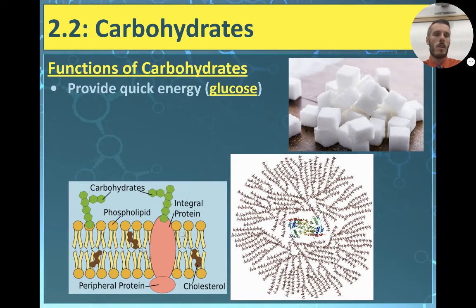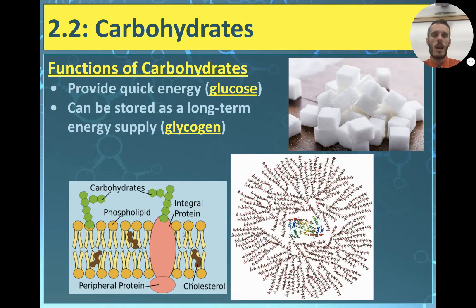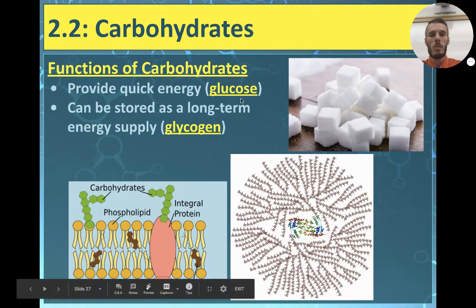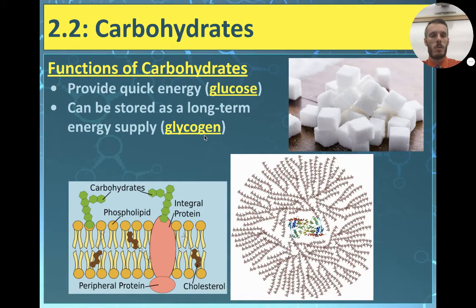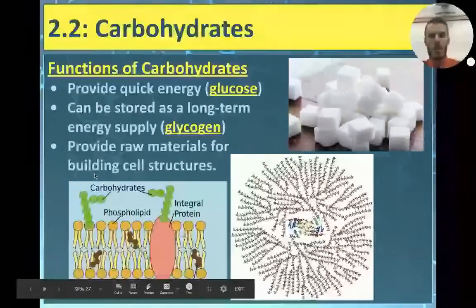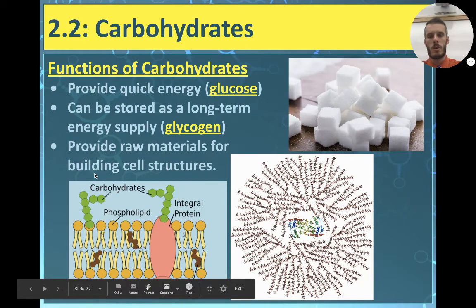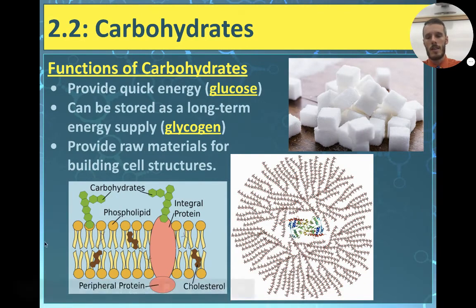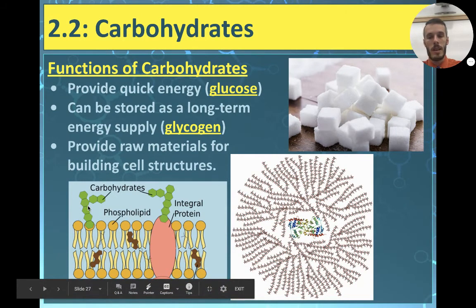Okay, so the functions of carbohydrates: they help to provide us with quick energy. They can be stored as a long-term energy supply. So glucose we can break down, as well as some of those other monosaccharides that we can convert into glucose. Glycogen is the long-term storage of the glucose. And they can also provide raw material for building cell structures, such as carbohydrates that are used to identify cells.